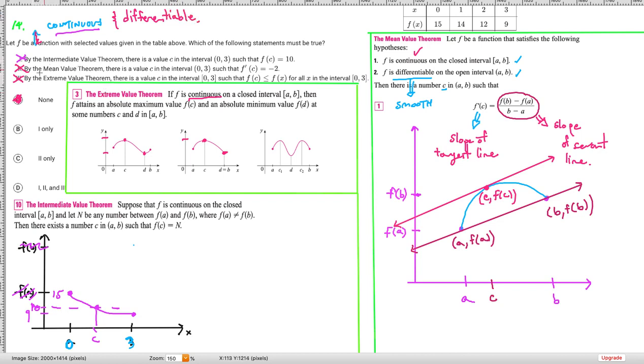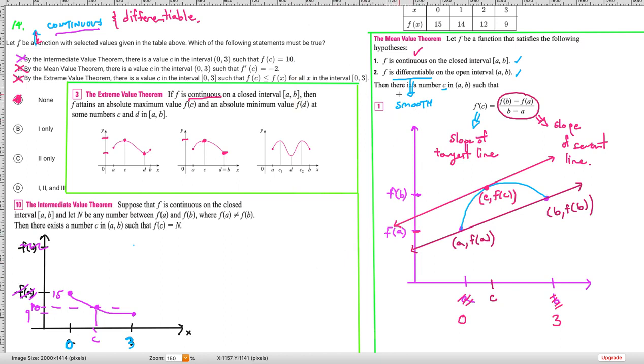Okay. Now, by the mean value theorem, there's a value c in the interval 0, 3 such that f prime of c equals -2. Well, now, what takes the role of a and b in this case? The role of a and b are now substituted by 0 and 3. So this is 0, this is 3. And then this value over here we just saw was 15, but I'm going to erase all this stuff here.